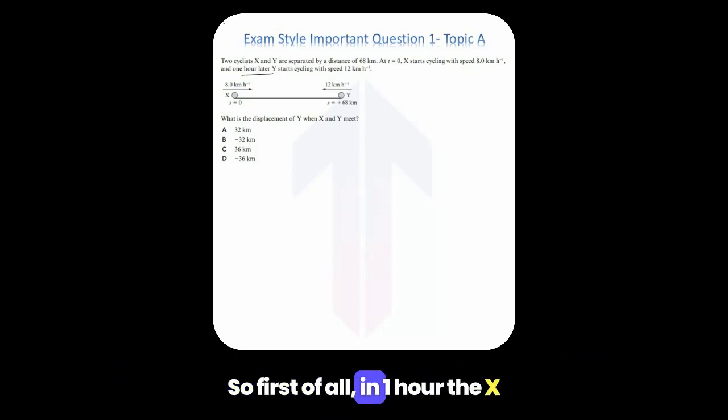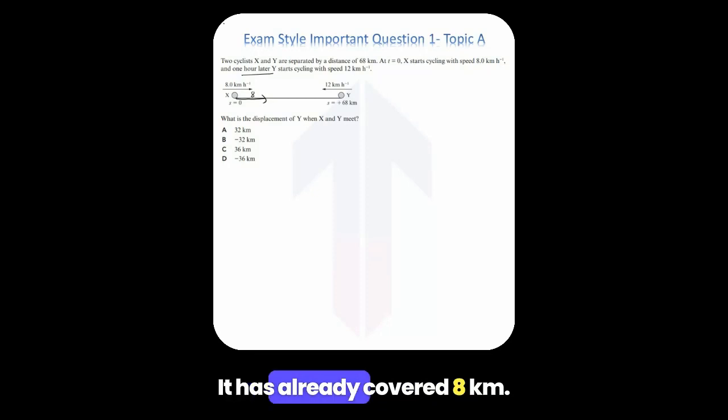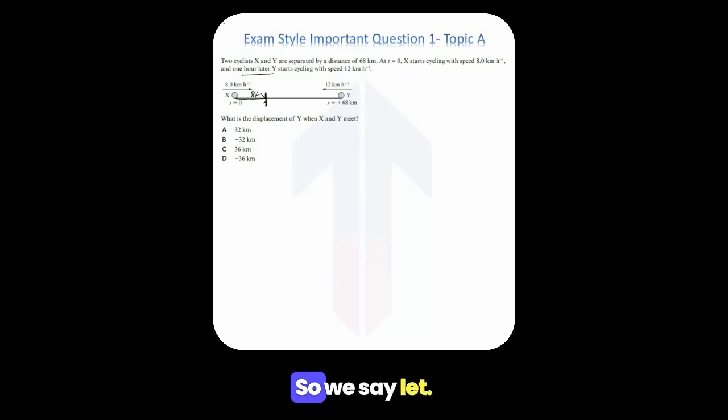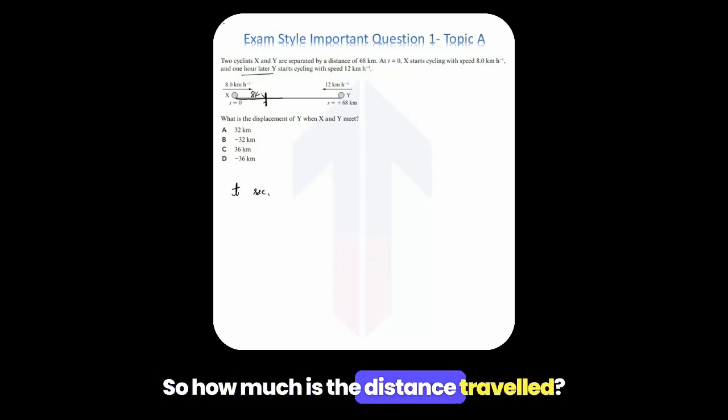So first of all, in 1 hour, X has already covered a distance of speed into time. That's 8 times 1. It has already covered 8 kilometers. So now at this point, Y also starts moving to the left. So we say let after t hours they both meet. So how much is the distance traveled?